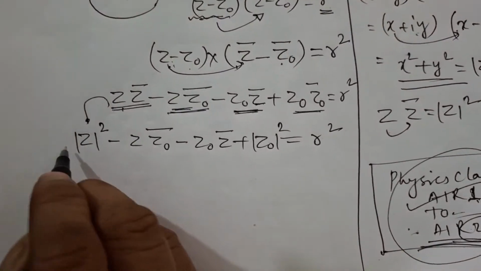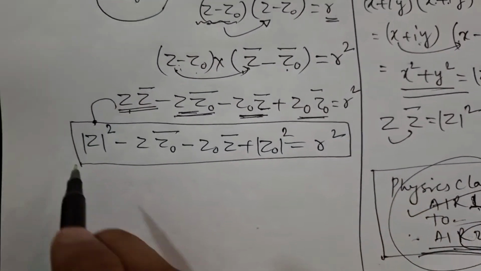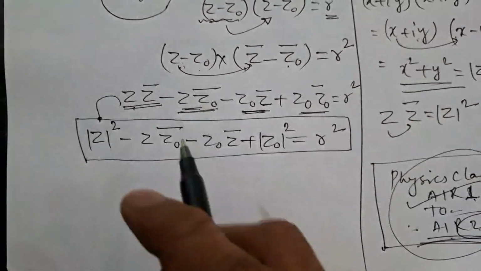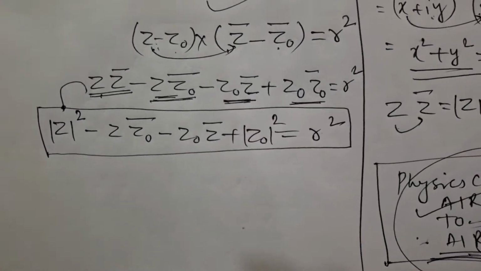This is nothing but the equation of a circle. If your exam gives this type of equation and then asks you to find the radius of the circle and various things, you could explain.